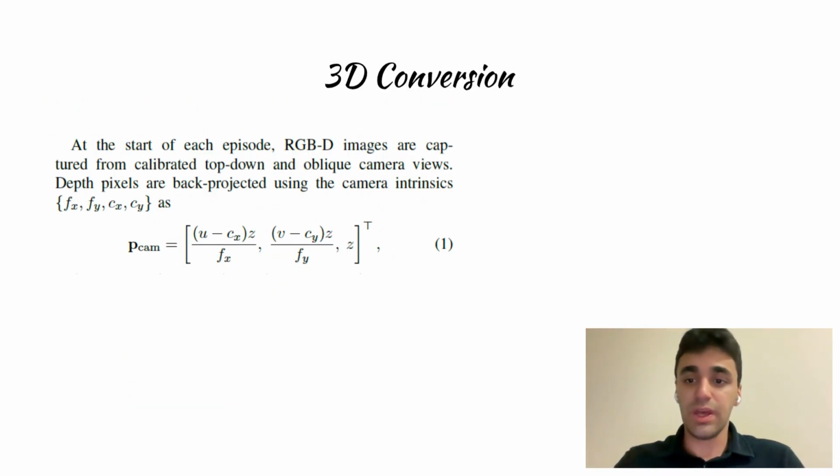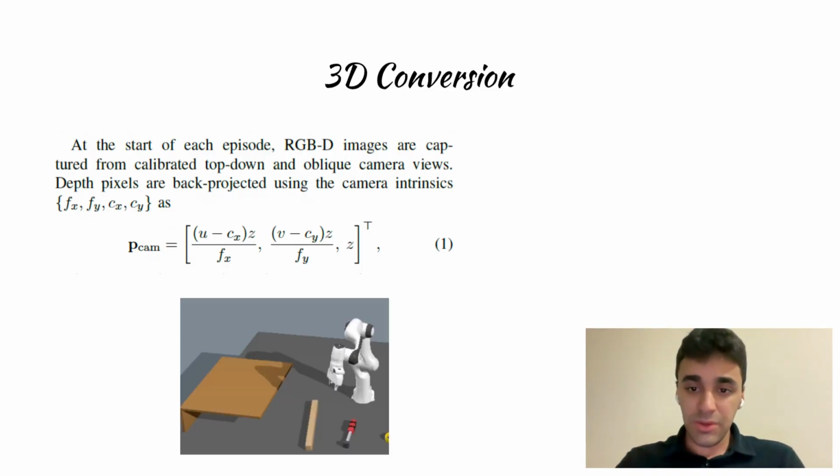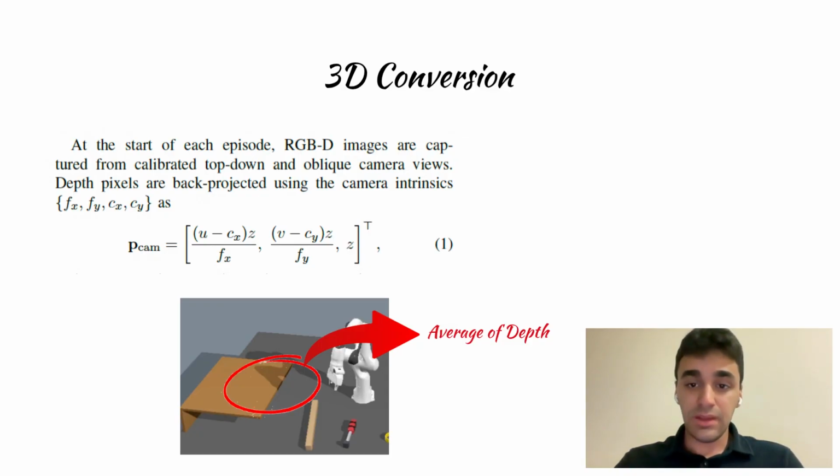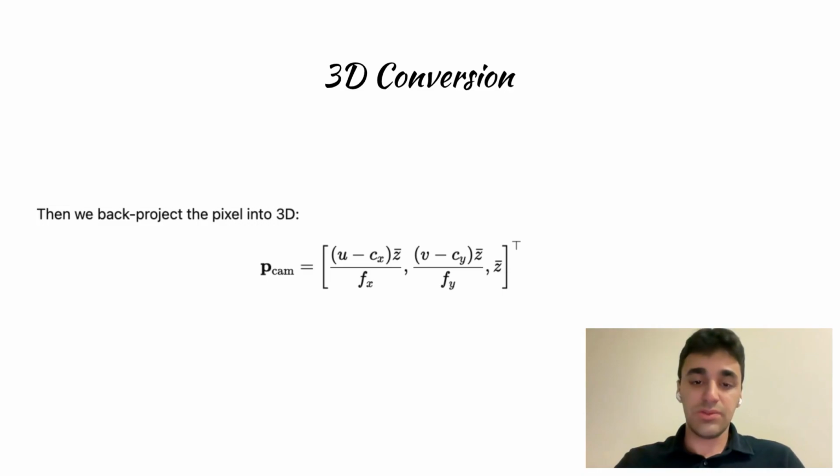Once the VLM outputs pixel coordinates, we convert them into a 3D point using the depth image and the camera intrinsics. The camera intrinsic parameters and focal lengths are given. Instead of using the depth value of a single pixel, we average valid depth values in a small local region around that given pixel. This gives more stable depth estimates, especially near object boundaries. Then we back project the pixel into 3D using this equation. Here, z hat is the average local depth. This gives us the point in the camera frame.